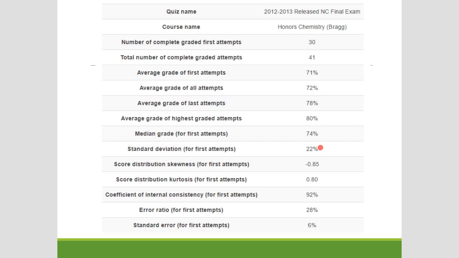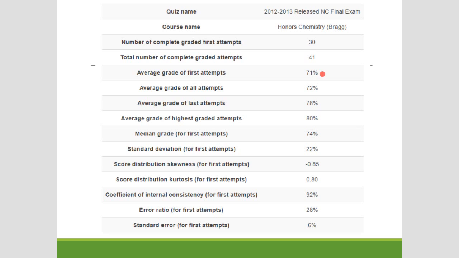So what we're saying here is if we take that standard deviation of 22 and we compare it with the average of 71, that means that 63% of the scores that students got are going to be in between a 93 and a 49, which is a pretty big range here.